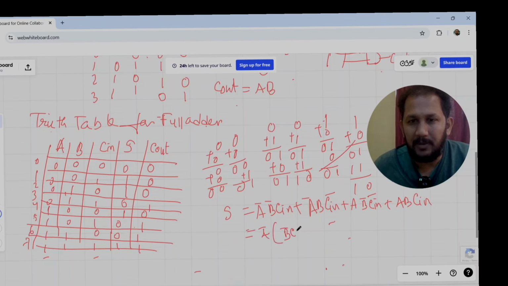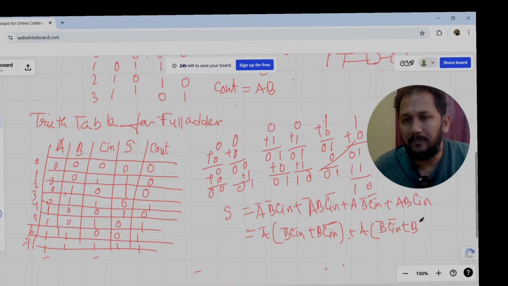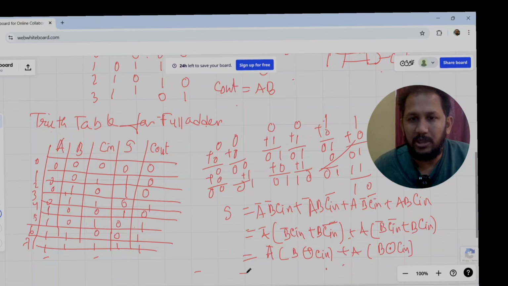That gives B bar C in plus B C in bar. Next, take A as common. That gives B bar C in bar and B C in. This is the Boolean expression for the XOR gate, meaning A bar times B XOR C in. This is the Boolean expression for the XNOR gate, A times B XNOR C in. Now we know that XNOR is the complement of XOR.